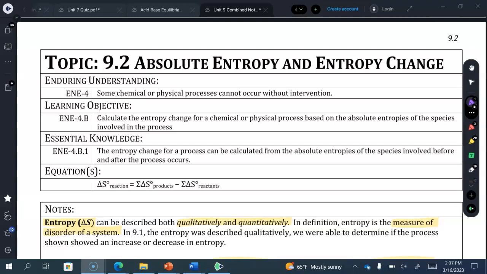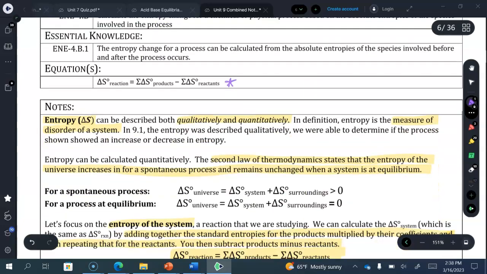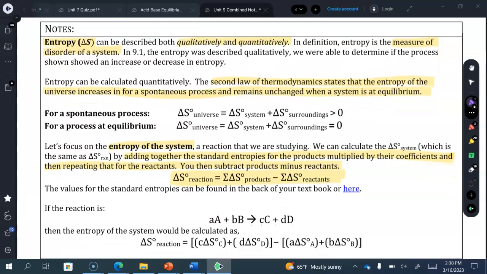Hello everyone, welcome to topic 9.2, absolute entropy and entropy change. By the end of this, you should be able to calculate the entropy change, or delta S, for a chemical or a physical process based on the absolute entropies of the species involved in that process. There is an equation, and we will discuss that and then practice with it in these notes.